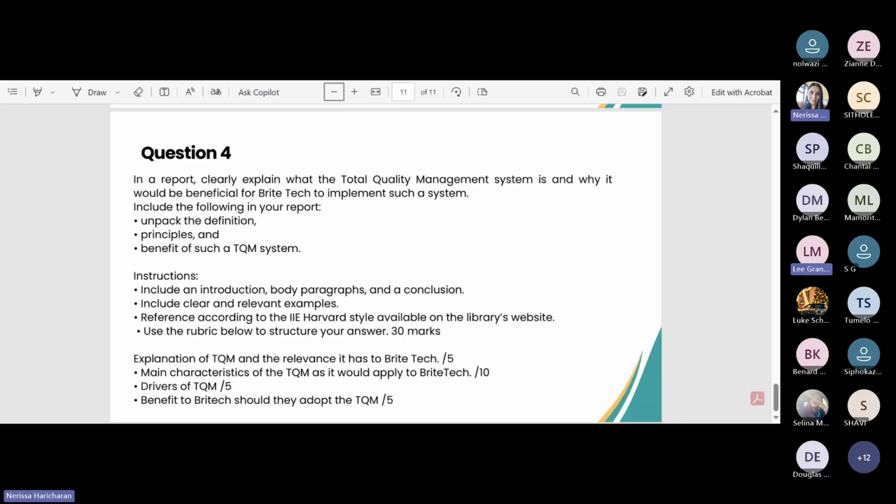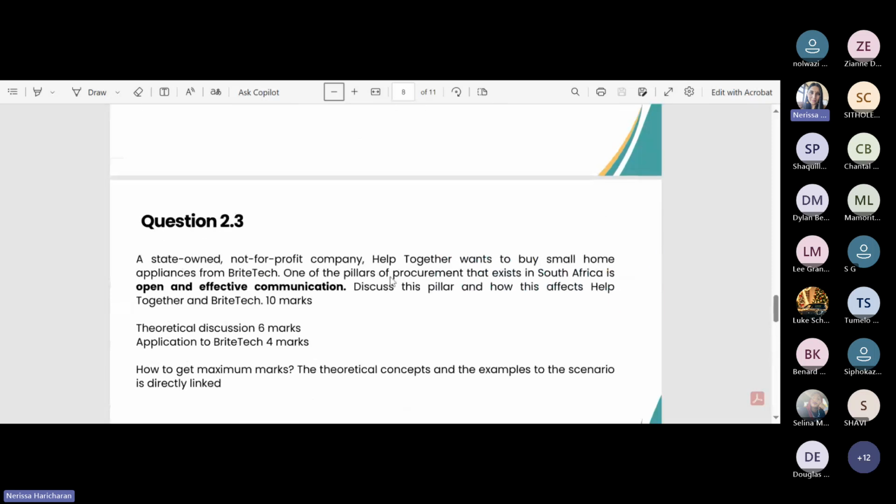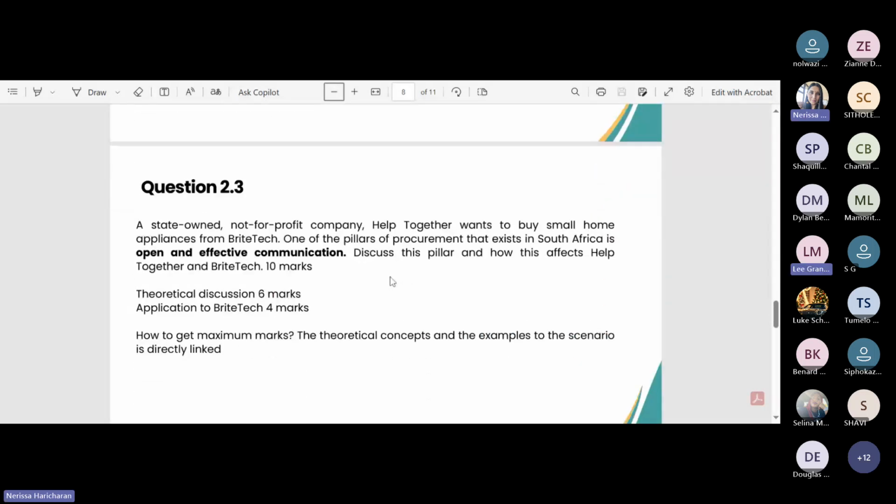Hi, Narissa. Hello. I'm just coming back to question 2.3. Let's go. Yeah. So again, I'm asking, it shows open and effective communication. Correct. That's the pillar that I need to focus on specifically, because in the textbook it shows open and effective competition. And to my understanding, communication and competition are completely different. Okay. I didn't see that the textbook said competition.